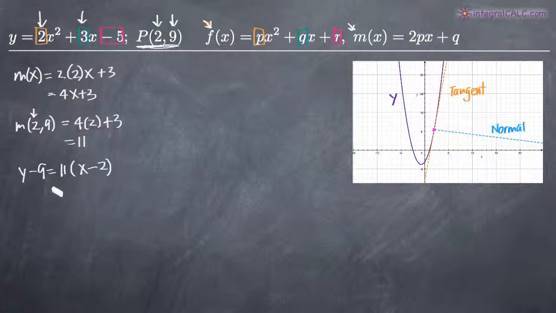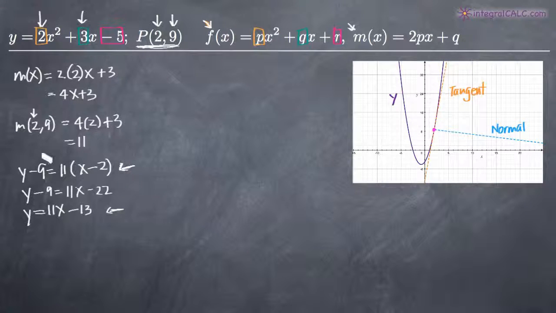If we want to simplify and solve for y to get the slope intercept form, we can do that as well. We get y minus 9 equals 11x minus 22, and then we would add 9 to both sides and get y equals 11x minus 13. So this would be the slope intercept form, or sorry, this is the point slope form. This is the slope intercept form for the equation of the tangent line.